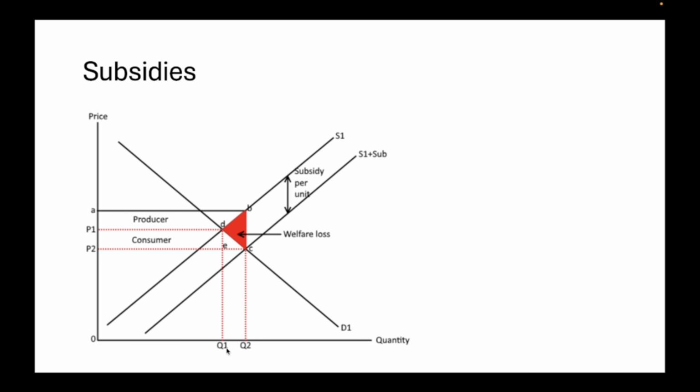So let's say we are currently at an equilibrium of P1, Q1, and the socially optimal quantity is at Q2. So what the government wants to do is impose a subsidy so that the supply curve shifts to the right, because there is more incentive to produce more, so producers produce more. And so what happens is price drops, and the quantity goes from Q1 to Q2.